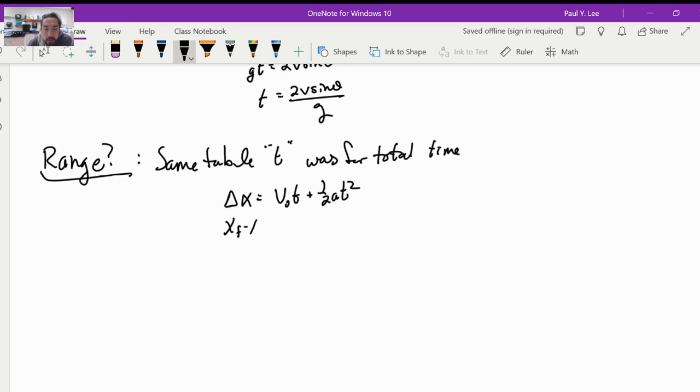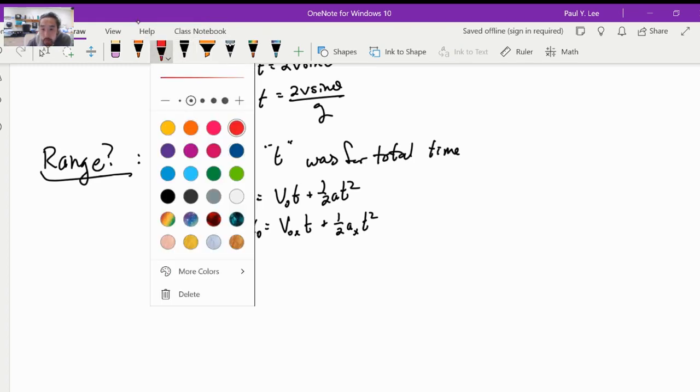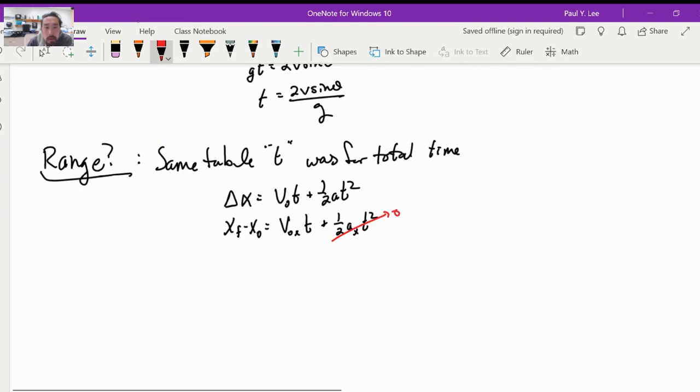So we have xf minus xo, that's delta x, equals v initial x times t plus 1/2 ax t squared. Next line down, I'm going to make sure that I have my zeros in place, and my acceleration in the x-axis is actually 0. So I'm going to say this is 0. It's important that you let the graders know that you knew that the acceleration in the x-axis is 0, and so actually show that math.